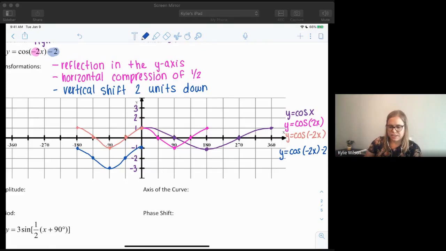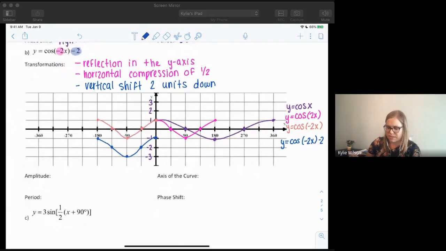Any other questions before Dustin's typing his, but if you have any other questions before we get into our amplitude and period and phase shift, all that stuff.